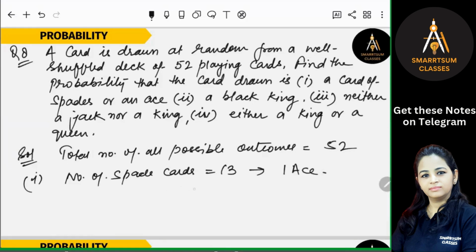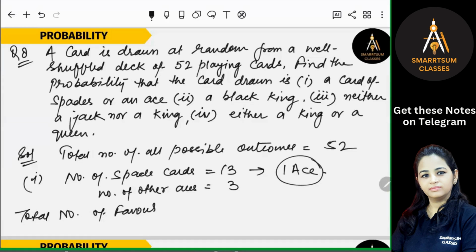Now, along with this, how many more aces do you have? In total, you have 4 aces. One ace is of spade, and the other aces are of different suits, so the number of other aces will be 3. So the total number of favorable outcomes for this event to happen is 13 plus 3, that is 16. Getting that? Because the 13 cards in a suit also include one ace, so we have already included this ace in the 13.